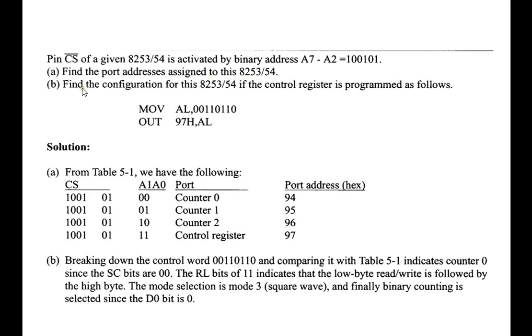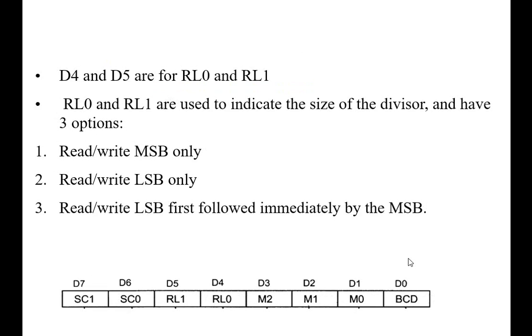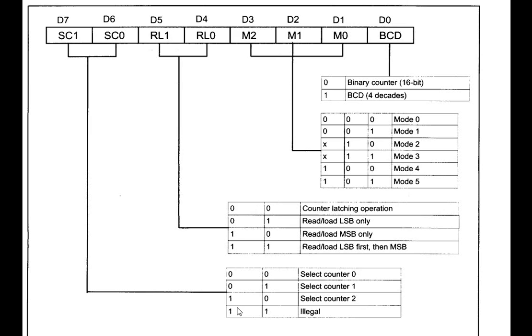The second question is to find the configuration for 8253 and 54 if the control register is programmed as follows. Break down the control word into sections, like 00110110, which is given in the MOV AL instruction. We first need to take the input, then compare it with the table that we have seen before, the table in this diagram.